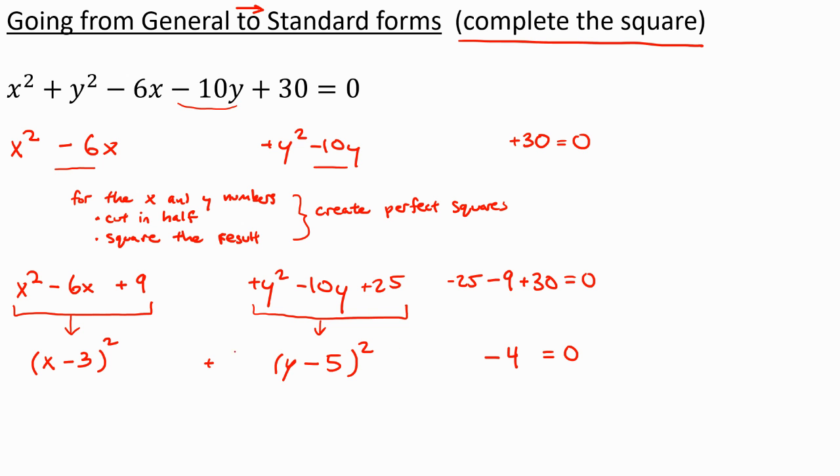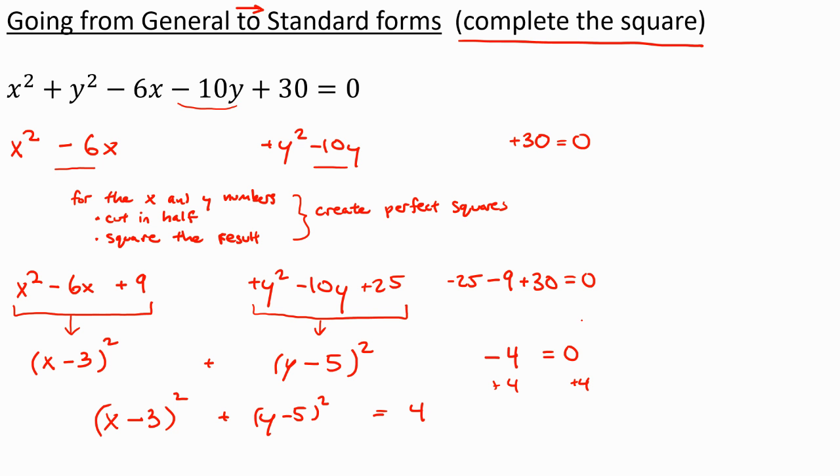Okay, now it's looking more like standard form, right? We've got a number with x and a number with y and the parentheses squared. Let's add that 4 to both sides. And now it's positive on the other side. So we've got x minus 3 squared plus y minus 5 squared equals 4. And what's the radius here? What's the square root of 4? It's 2.